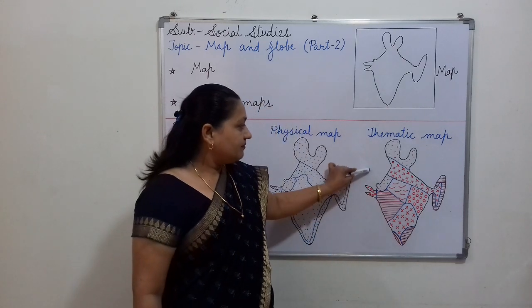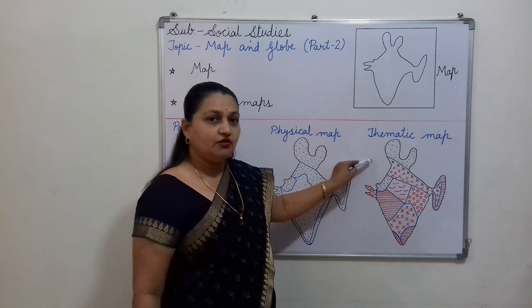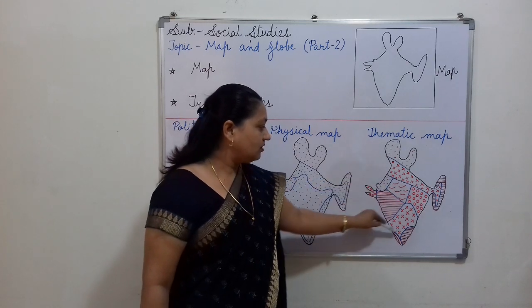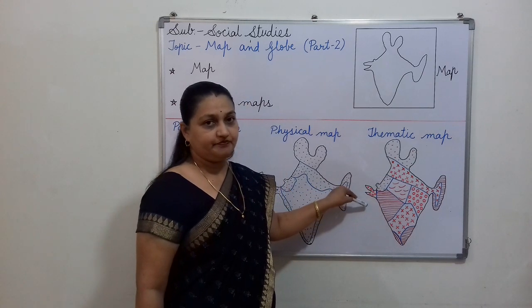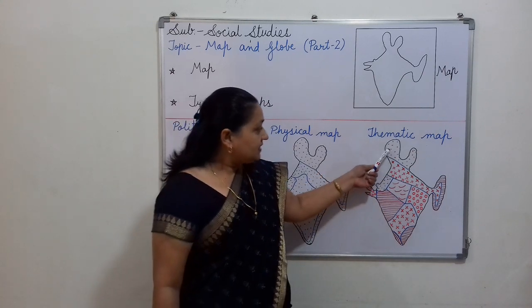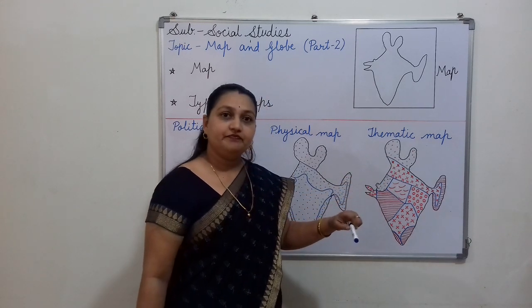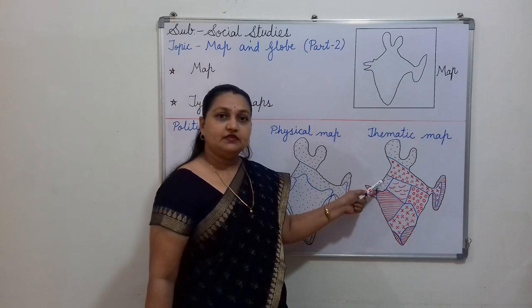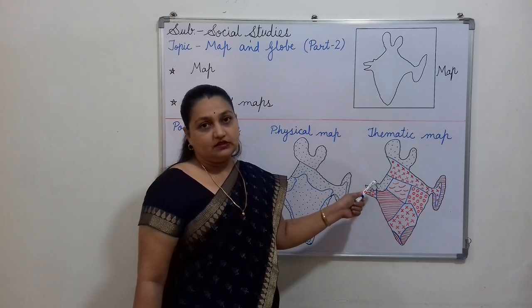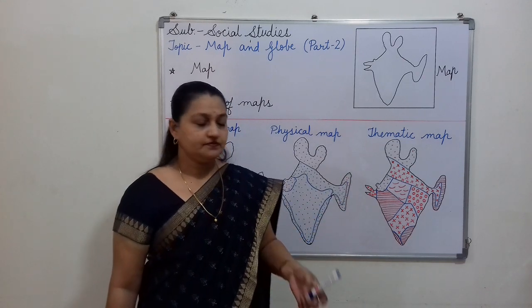So for example, here is the thematic map of the amount of rainfall that occurs in different areas of India. The places where you see the dotted area, these are the places where the least amount of rainfall occurs.